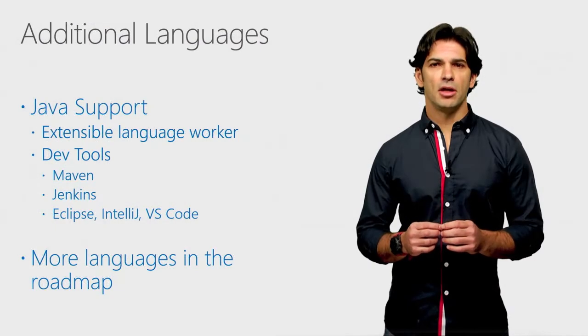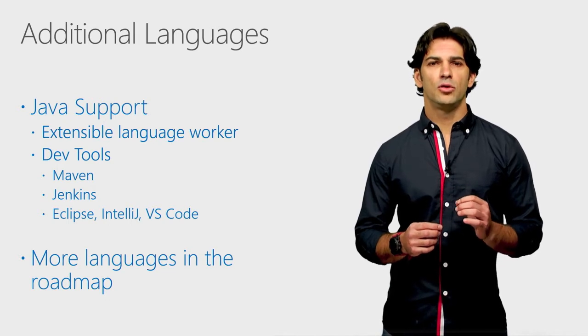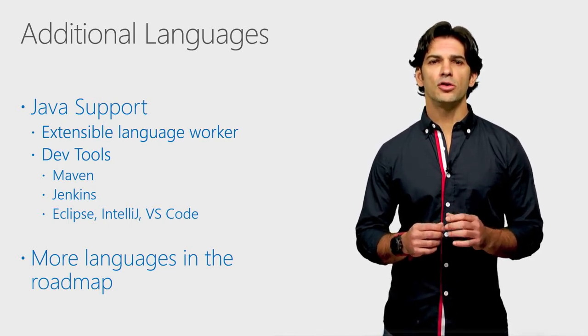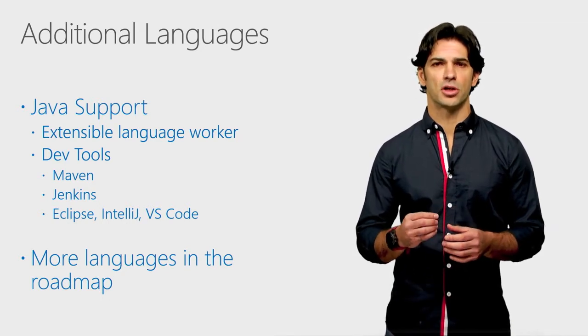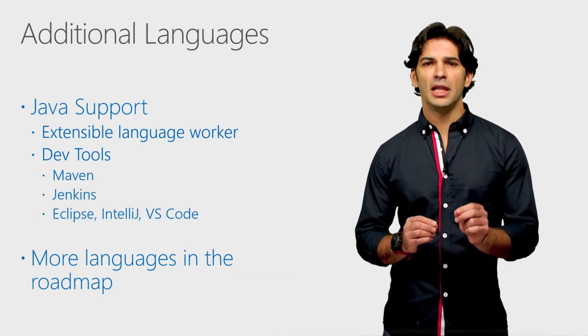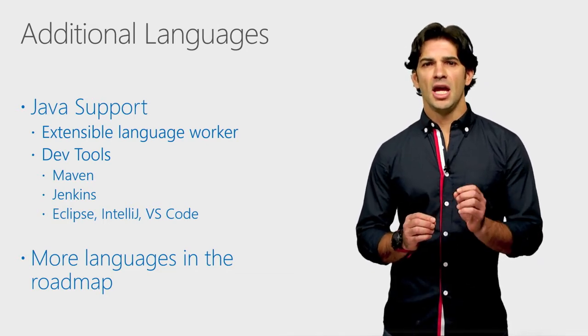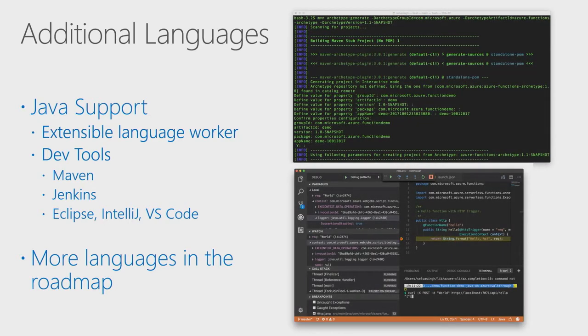One particular area where we hear a lot of customer requests is support for more programming languages. In order to build support for more languages, we developed an extensible language worker. This enabled separation of the function's host process from the language-specific processes, increasing reliability and scalability. Using this framework, we built support for Java functions, our most requested language.